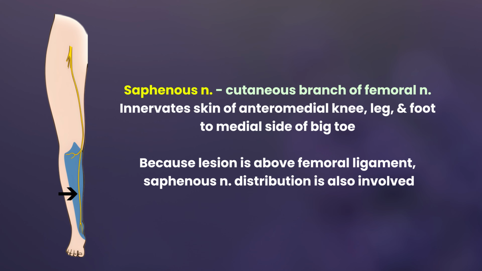The saphenous nerve is a cutaneous branch of the femoral nerve that arises from the femoral nerve in the femoral triangle. It innervates the skin of the anteromedial knee, leg, and foot to the medial side of the big toe. Because this lesion is above the inguinal ligament, the saphenous nerve distribution is also involved.